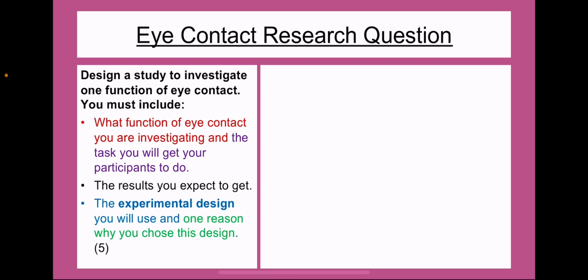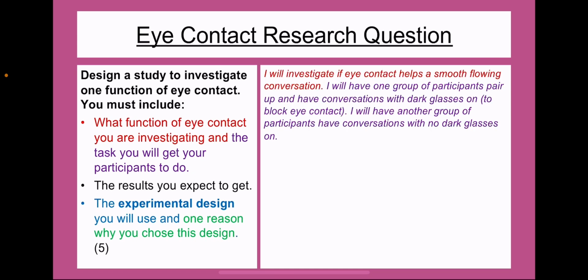So the main thing is the first bullet point here. First of all, I want to make sure that you know what kind of task to go for. I said it's easiest to go for the smooth flow and conversation function, and the easiest way to do that is to have people have a conversation and pair them up and have them sometimes block eye contact.